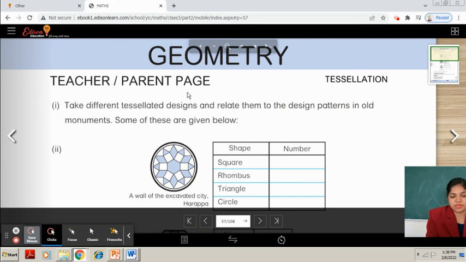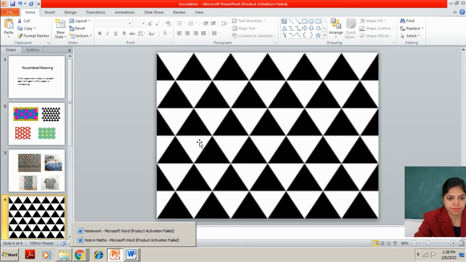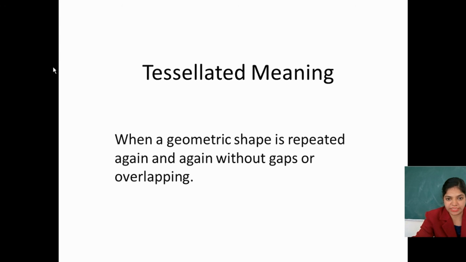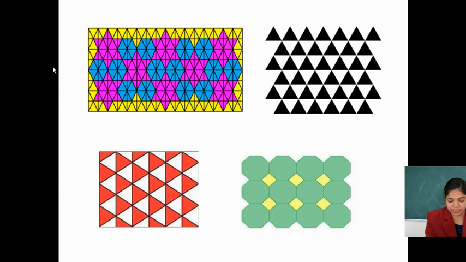So students, the next topic is tessellation. Okay, first of all I will show you one PPT. What is the meaning of tessellated? When a geometric shape is repeated again and again without gaps or overlapping, that is called tessellated. Right? You can see on the screen, students. These are examples of tessellated designs.